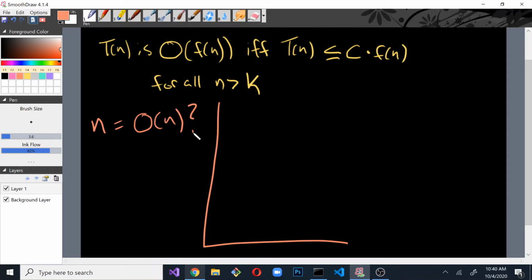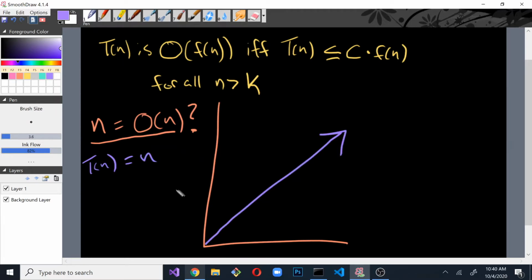So real quick, let's ask ourselves, is n going to be big O of n? And let me add a little question mark there. We're just asking ourselves, is this the case? Is n O of n? So here we can say that T of n is going to be n, and we'll just go ahead and draw that out.